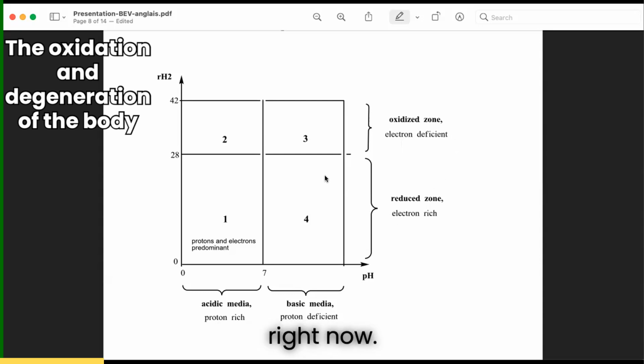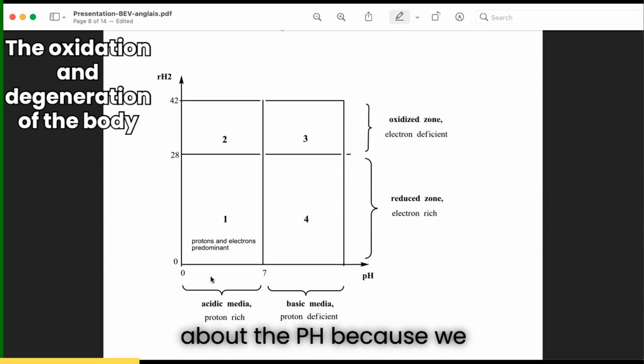I can't see anybody right now. So we're looking at this electron deficient, electron rich, and then we're looking at the pH, proton rich and proton deficient. We understand a lot about the pH because we talked about it with attitude and stress. Dad talked about where the blood was for the cancer experience. So for everyone listening, pH is one thing we've talked about a lot. The RH2 experience, the oxidation experience, is not something we've talked about a lot.